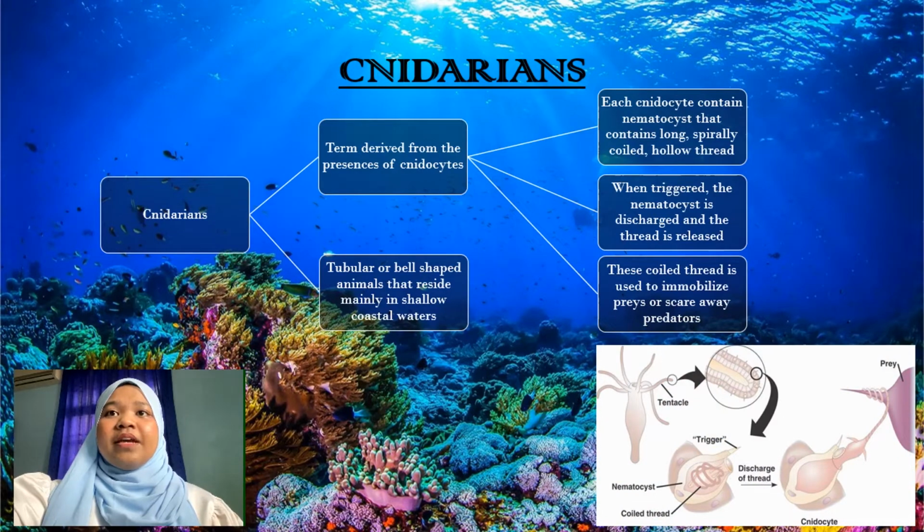Cnidarians. What are cnidarians? Cnidarians are tubular or bell-shaped animals that reside mainly in shallow coastal waters. The term cnidaria is derived from the presence of cnidocytes. Each cnidocyte contains a nematocyst that contains a long spirally coiled hollow thread. When triggered, the nematocyst is discharged and the thread is released. This coiled thread is used to immobilize prey or scare away predators.